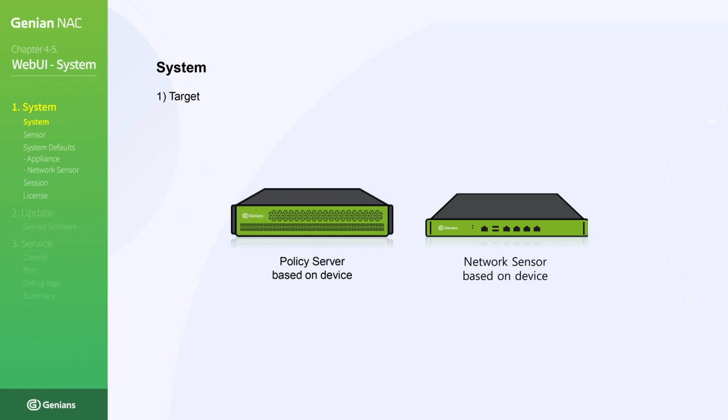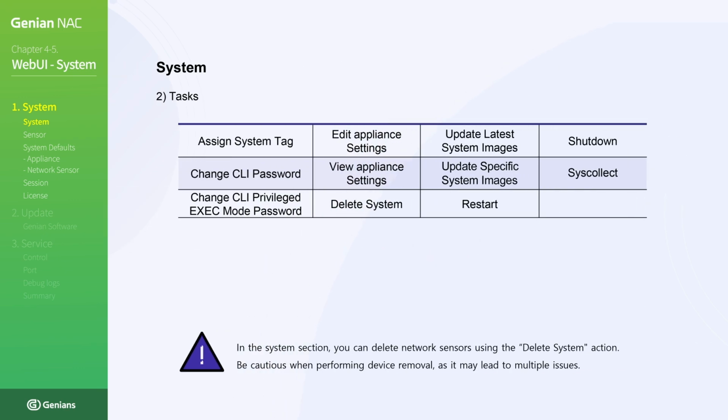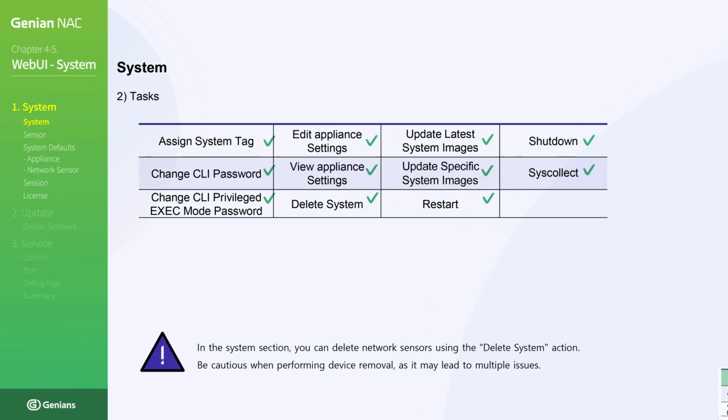In the System section, components of NAC, such as the policy server and network sensors, are managed based on device. It allows you to view device-based information and remove unused components. Here are tasks that can be performed in System. You can configure and modify settings based on the device. This includes performing image upgrades and managing system operation-related settings.